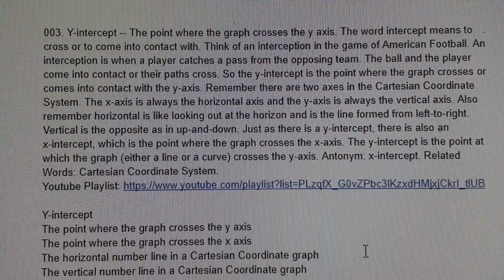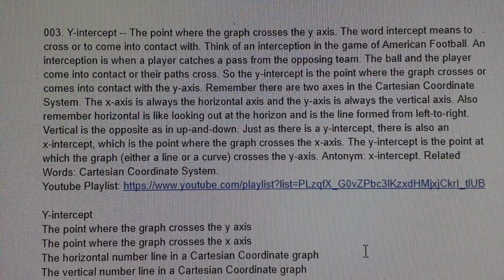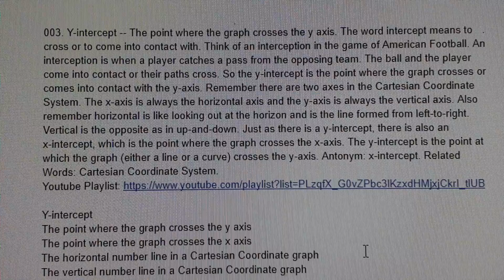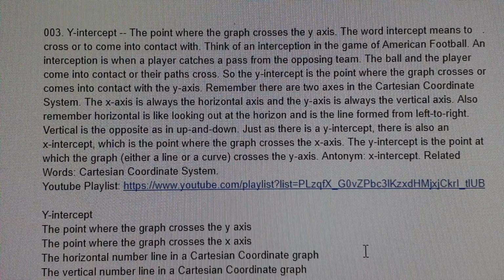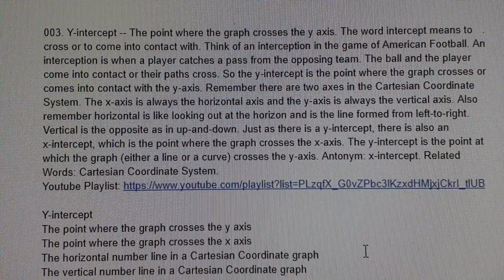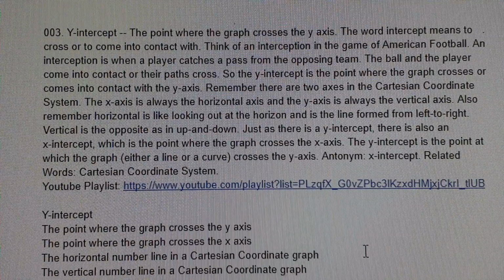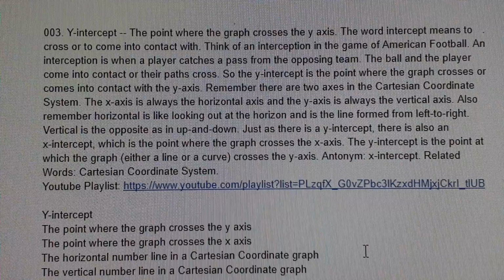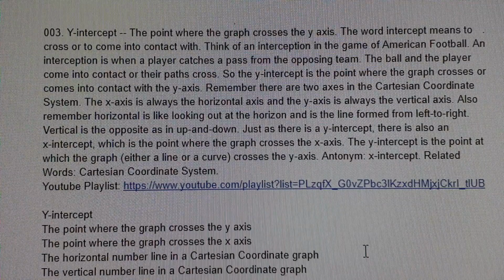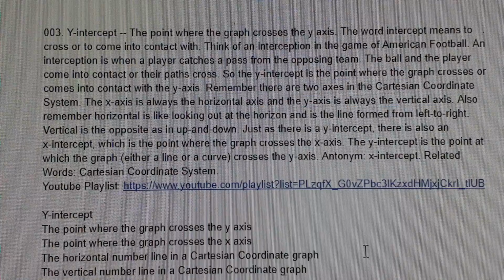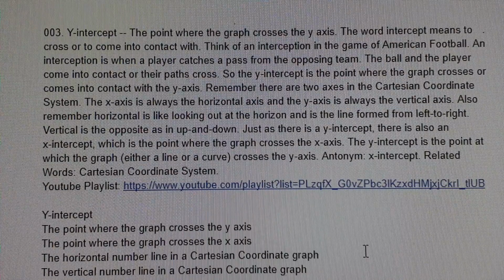Just as there is a y-intercept, there is also an x-intercept, which is the point where the graph crosses the x-axis. The y-intercept is the point at which the graph (either a line or a curve) crosses the y-axis. Antonym: x-intercept. Related words: Cartesian Coordinate System.